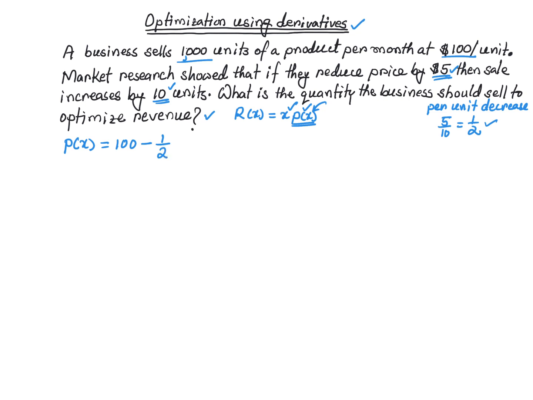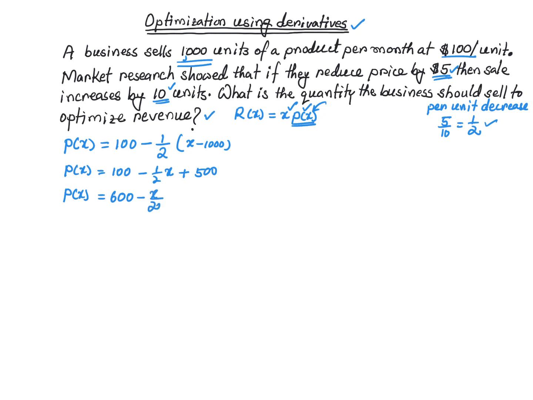So let's say 1/2 times, now let's say x is the total number of units that you sell. Then the additional units you're going to be selling is going to be x minus 1000. Why 1000? Because remember, you used to sell 1000 units before. So that's going to be your new price function. So x is the variable. If I were to simplify it, I get P of x is equal to 100 minus x over 2, plus 500. So that's going to give me P of x is equal to 600 minus x over 2.